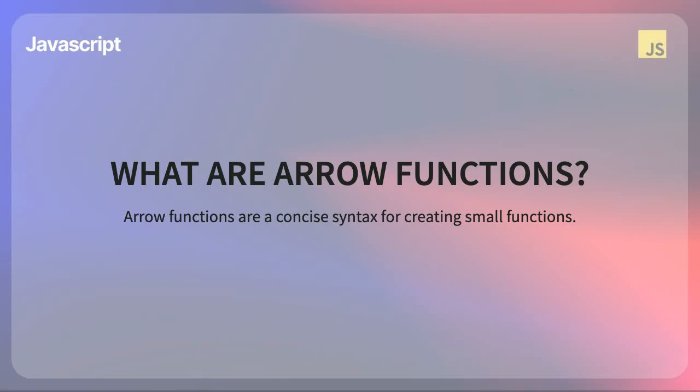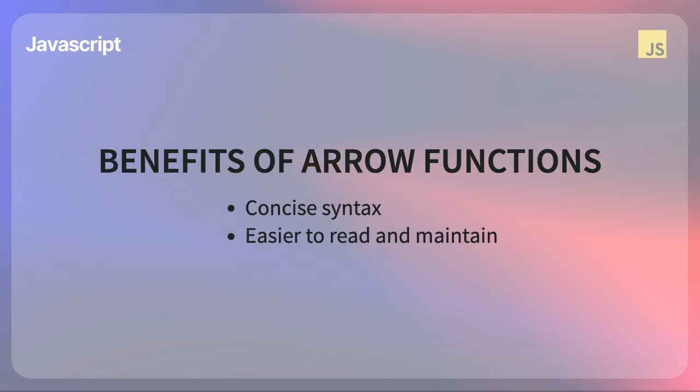Arrow functions are a concise way to express small, single-line functions. They are often used as event handlers or when you need a quick function that takes some arguments and returns something. Arrow functions have several benefits. They are more concise than traditional function syntax, which makes your code easier to read and maintain.